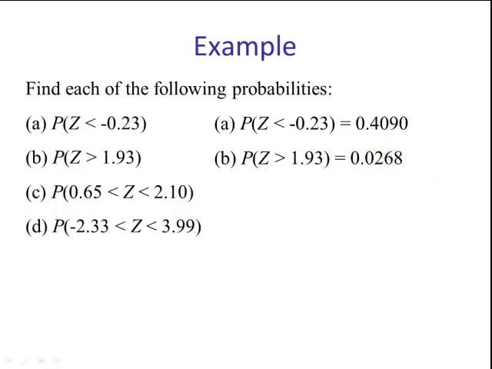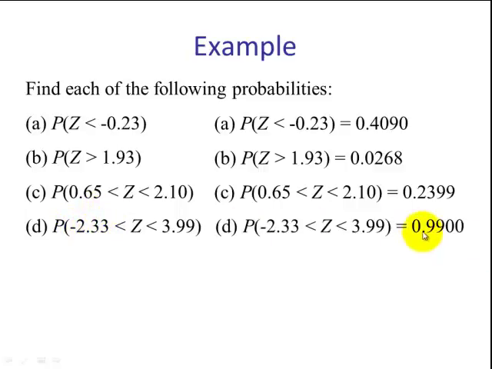and you end up with 0.0268. C, this is an in-between, so we look up this z, write that probability down, and look up this z, write that probability down, and then we take the larger area minus the smaller area, and we end up with 0.2399. The last one, same idea. This time we have to use the default. 3.99 is larger than 3.49, so we use the default 0.9999, and we subtract that from the area to the left of negative 2.33, and we end up with 0.99.